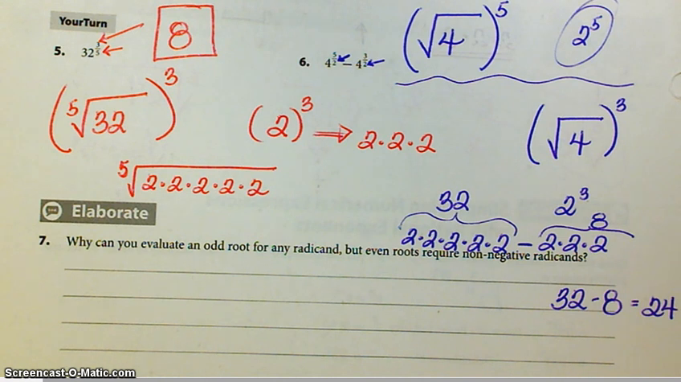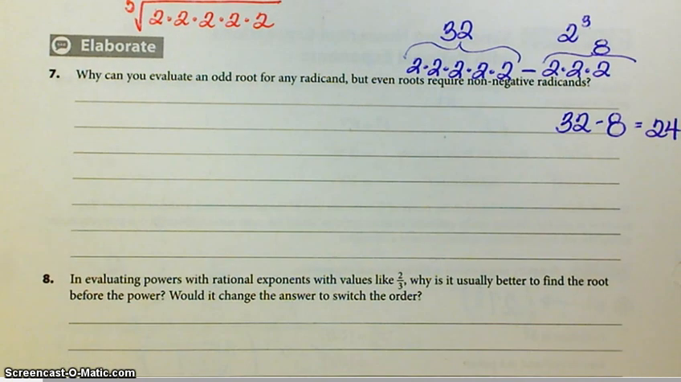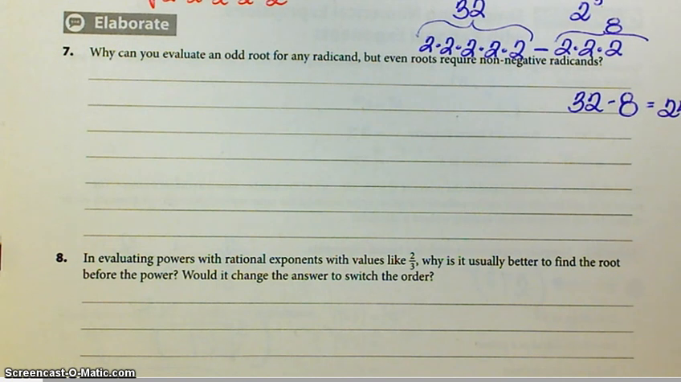This is a good question. Why can you evaluate an odd root for any radicand, but even roots require non-negative radicands? Because remember, a negative times a negative is a positive, but times another negative, you get a negative answer, and you run into trouble with negatives on your square roots.